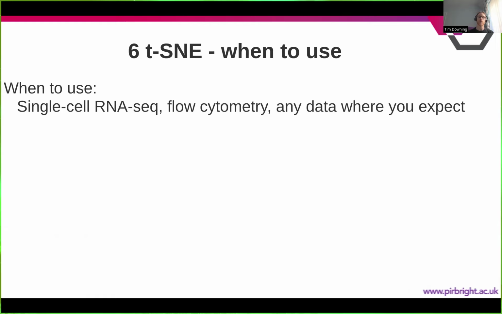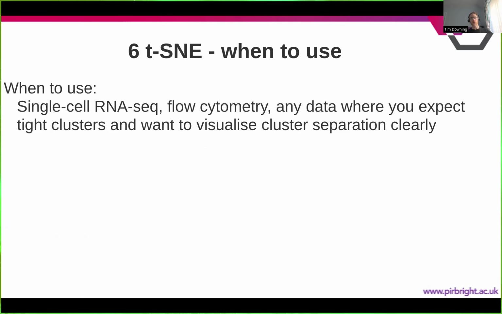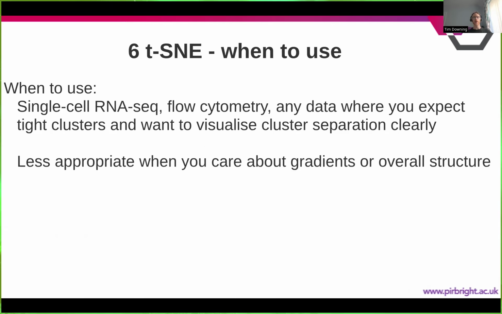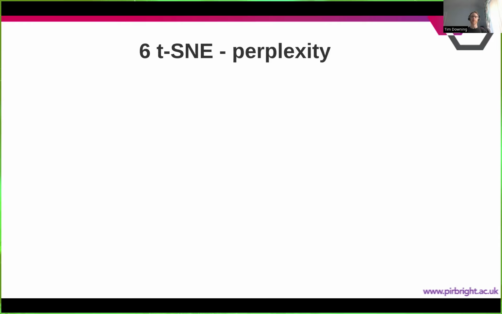When to use it. t-SNE is very good at looking at single-cell data, flow cytometry data, and any data where you expect tight clusters and want to visualize the cluster separation more clearly. It's less appropriate when you want to capture gradients or overall structure. For example, genome sequence data it does very poorly with, because typically you have a continuous level of diversity across the different groups. There's no intrinsic clustering necessarily in genetic data, so t-SNE is really inappropriate for that.